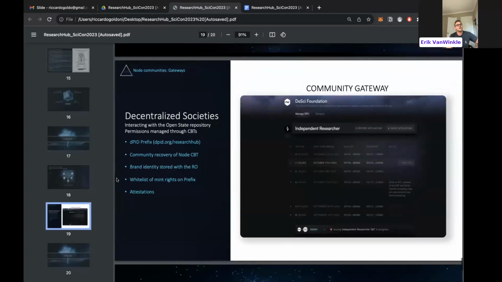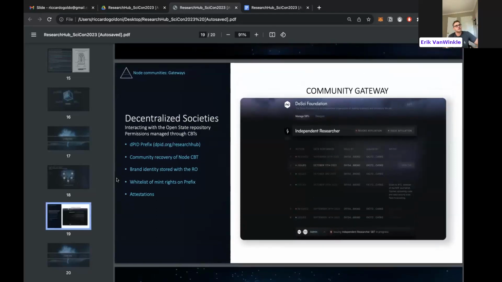There you go. In the next slide, we see the idea of decentralized societies. So one of the things we're working towards is the idea that any given research institution or decentralized curation community can have their own DPID prefix that they own and control and host of their own accord and can publish versionable, persistent, and immutable research objects directly from that. We want to make sure that the proper branding is in place, that identity and access management is handled correctly. And we're building a product in the not too distant future called Gateways, which is focused on exactly that.